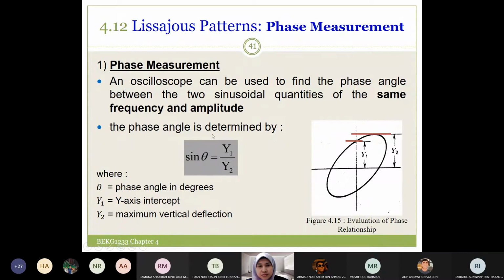The phase angle is determined by this formula: sin theta is equal to y1 over y2. Theta here is the phase angle or phase shift between the two sine waves. Y1 is the y-axis intercept, and y2 is the maximum vertical deflection. So the y-axis intercept is divided by the maximum deflection, the peak value at the vertical deflection.